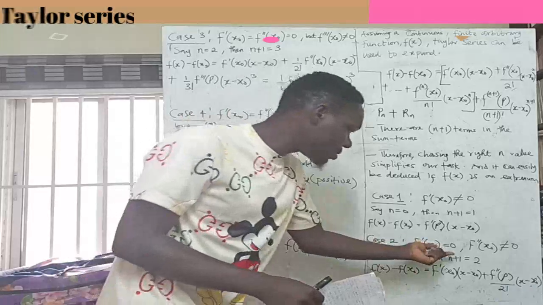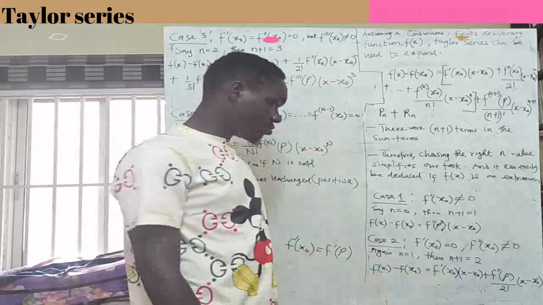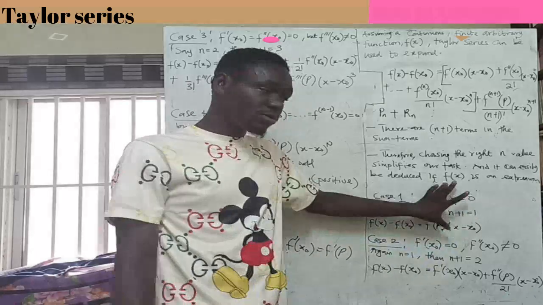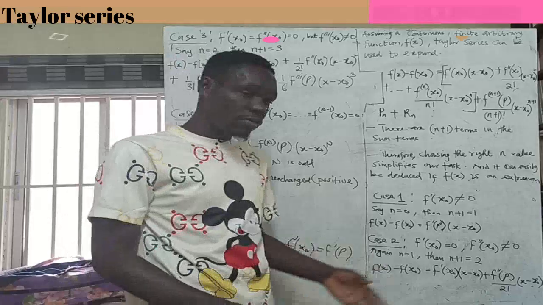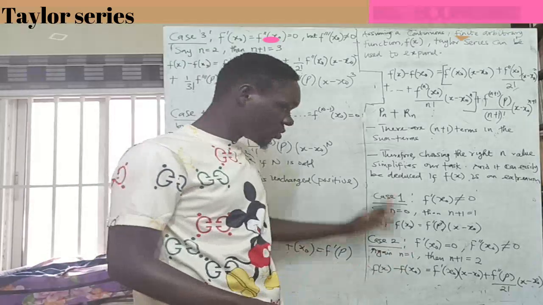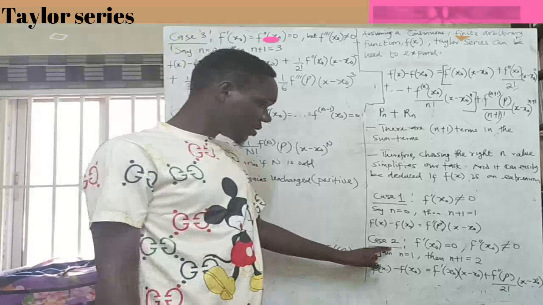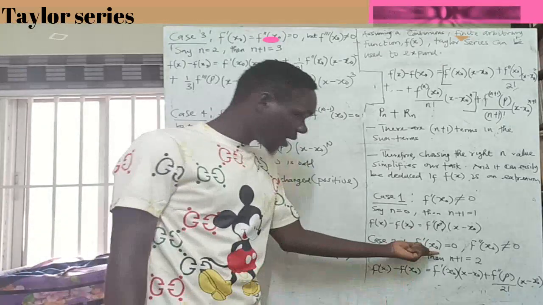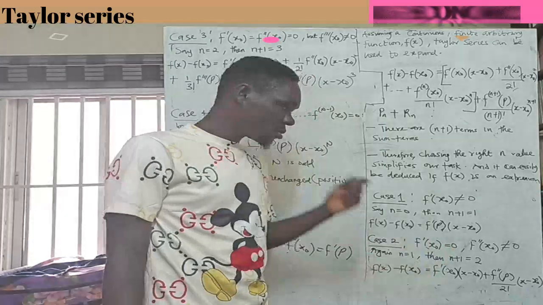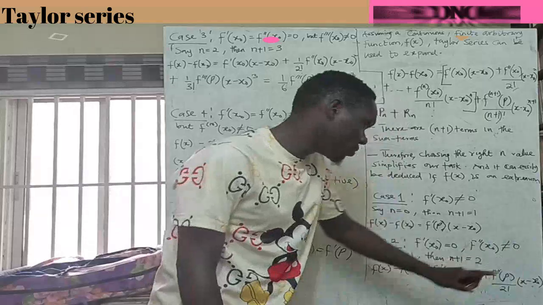we are assuming that the first order differentiation is zero. Do not really bother if this looks complicated, because after we have presented all the cases, we are going to take 1 or 2 examples just to clarify it further. So now the second case, which is case 2, we're assuming that the first order differentiation is 0, and then the second order is not equal to 0.